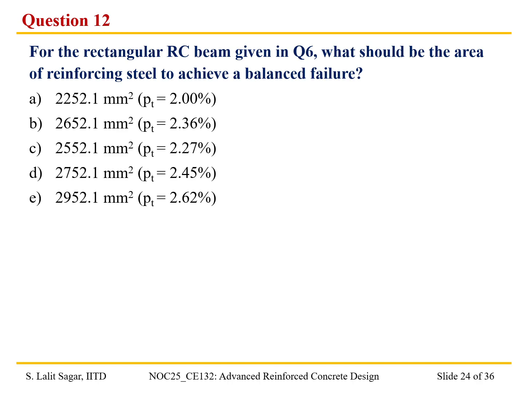Now the question 12, you can say it is a continuation of the previous 5 questions that we saw. For the rectangular RC beam given in question 6, what should be the area of the reinforcing steel to achieve a balanced failure? Kindly take a few minutes and let me know what would be the correct response. And while you are solving the problem, try to remember what is the definition of a balanced failure. That is, the compressive failure of concrete occurs at the tensile failure of the rebar.